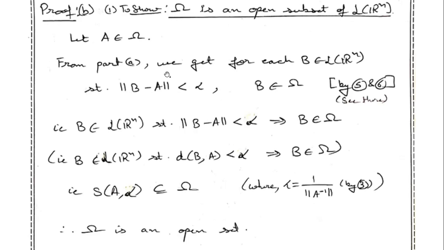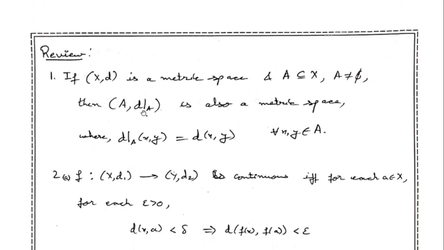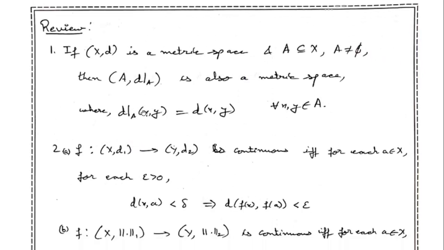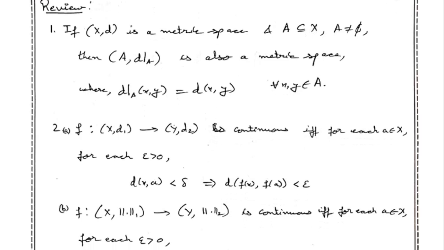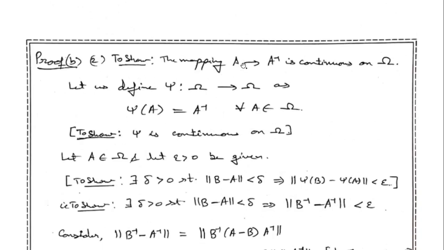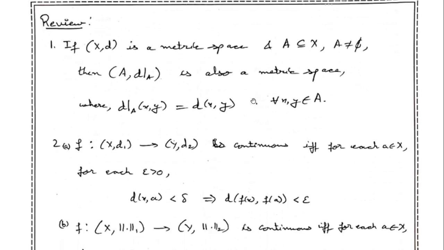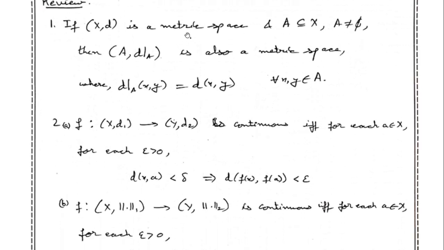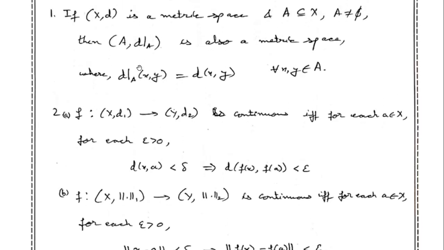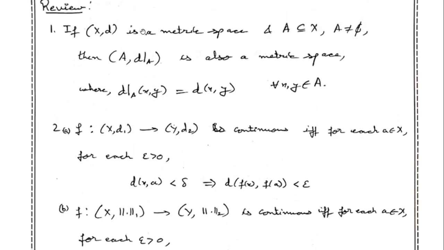So that proves our first subpart of part B, and now we will go to the second subpart of part B. For that, we have to show that the mapping from a to a inverse in omega is a continuous mapping. So now let us first learn what continuity is. Just recall how continuity in a metric space is defined. We have 2-3 points to review here, and then we will be able to prove that.